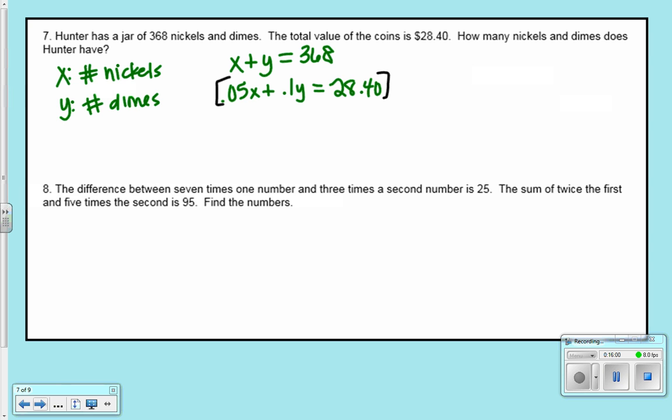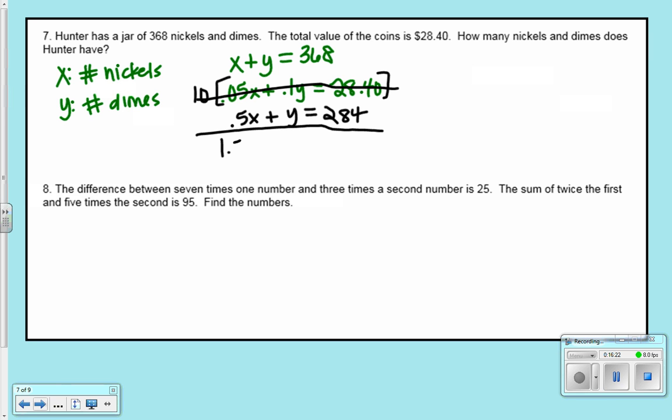I'm going to think, okay, what does it take for 0.1 to become just 1, right? And I know that it's multiplying by 10. So really, that just means I'm going to move all these decimal points over. So this is going to be 0.5x plus y equals 284. Okay? Then I'm going to add the top equation and the bottom equation.